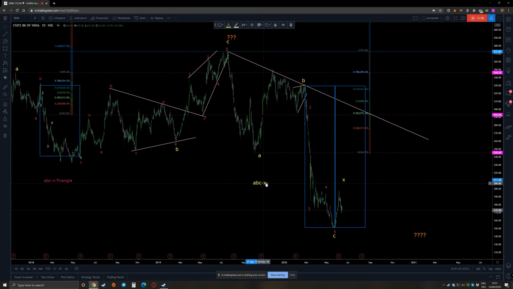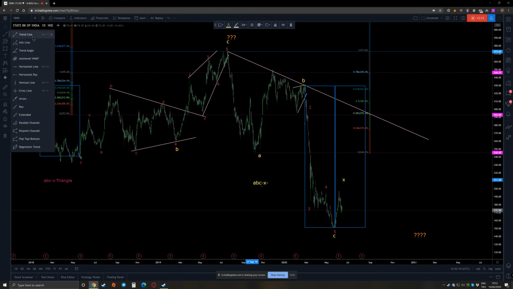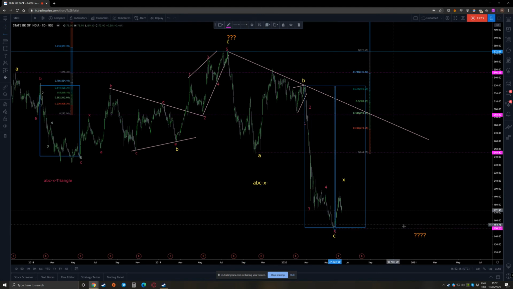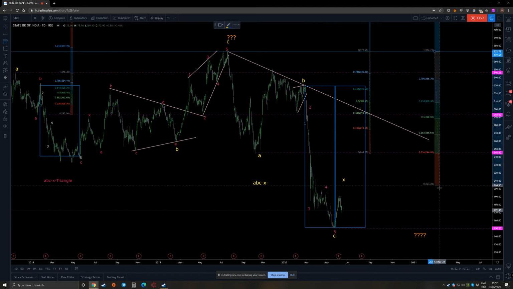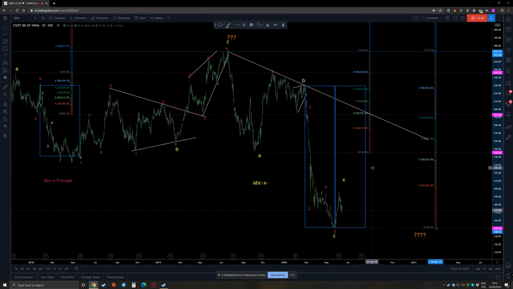what can I have? Well, it is very simple to understand what we can have. What I do is, look, this ABC flat, where did it start? It started here. And where did it end? It ended here. So what I do is I take a horizontal ray or line, whatever you prefer, and put it on this side so as to understand exactly where it ended. And I take my fib level from the start of this flat move to the end of this flat move.